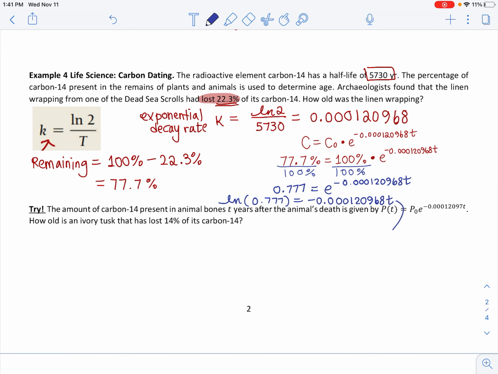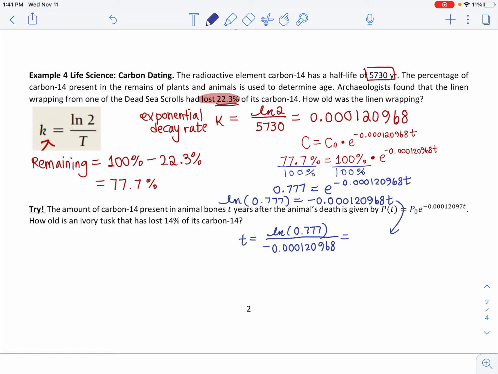Alrighty, let's solve this then. I swear I need more room, really. I'm just going to invade into this problem. Alright, so t is equal to natural log of 0.777 divided by negative 0.00012096968.